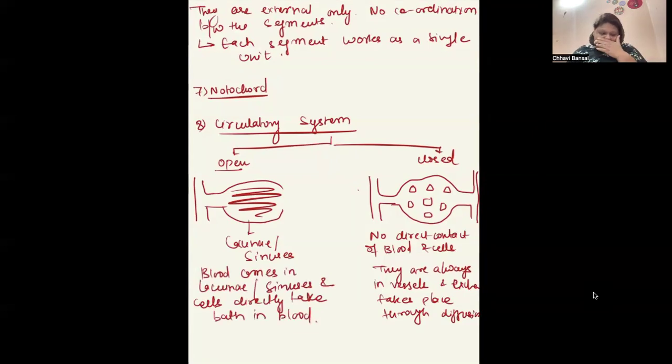Okay, this is called as open circulatory system. Our last is development. Now, how does the development from the zygote to the embryo to the adult stage takes place? Either it can be direct development or it can be indirect.